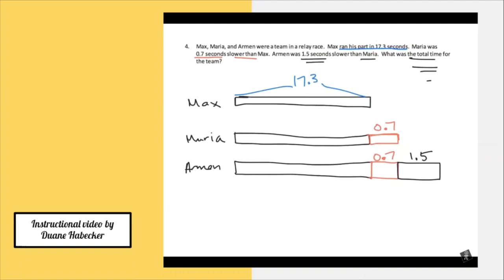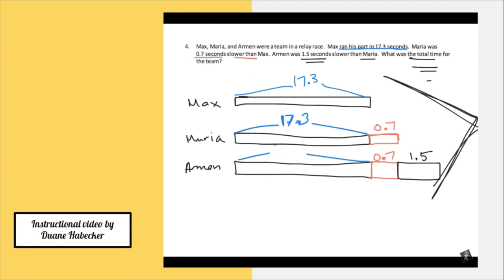So the idea is, what is the entire total time? So what are we going to do? Well, we know that we have this piece is 17.3. That means this piece right here is also 17.3. And this piece is also 17.3.